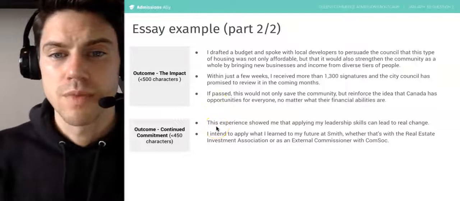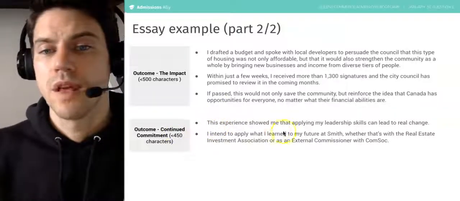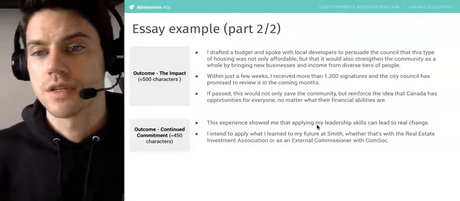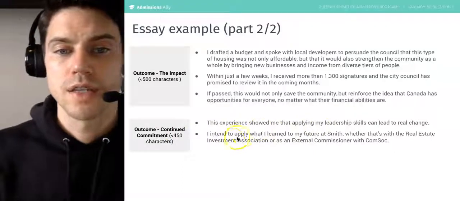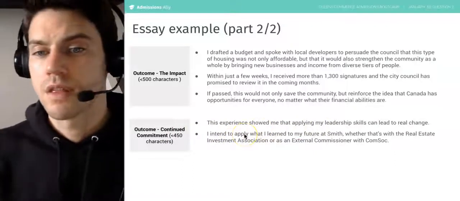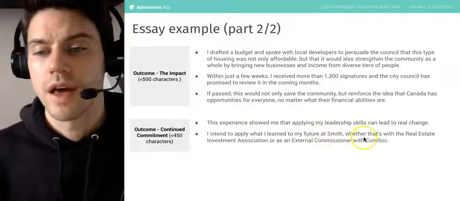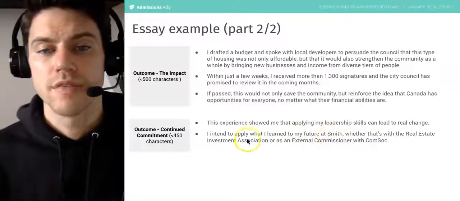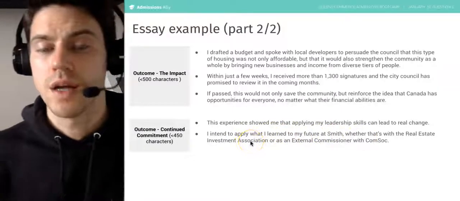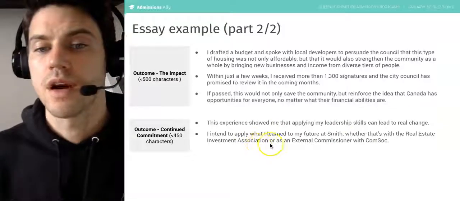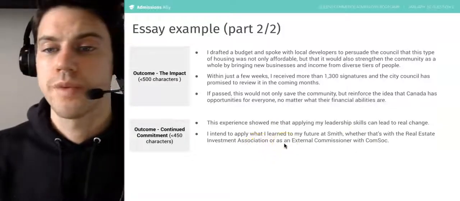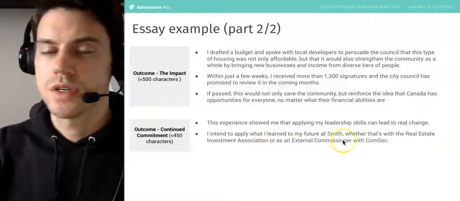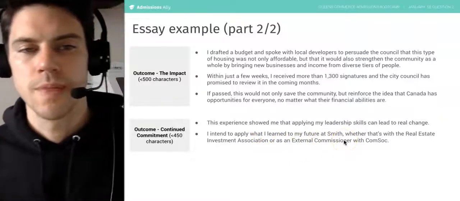This experience showed me, this is the continued commitment, that applying my leadership skills can lead to real change. I intend to apply what I learned to my future at Smith, whether that's with the Real Estate Investment Association, which is an actual club at Smith in Comstock, or as an external commissioner with Comstock. That's an actual position with the Comstock Committee.